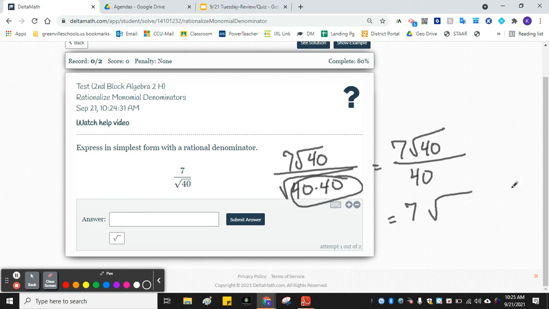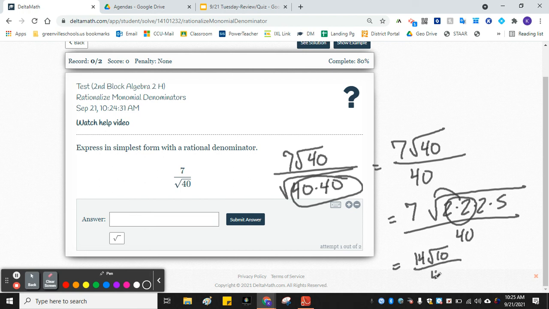So square root of 2 times 20, 2 times 10, 2 times 5. Every 2, 1 comes out. So the 2 is coming out with the 7 to make 14 square root of 10 over 40. And then the hardest part of these is to simplify. Not that any of that wasn't hard.